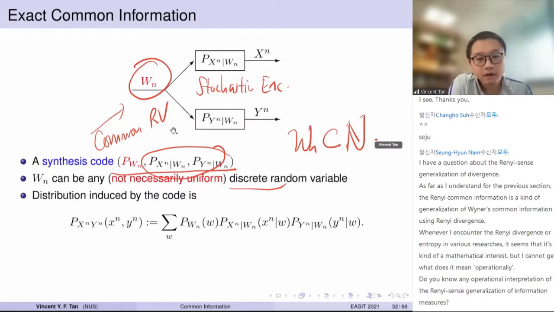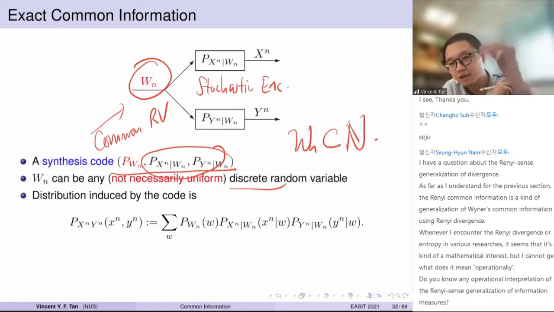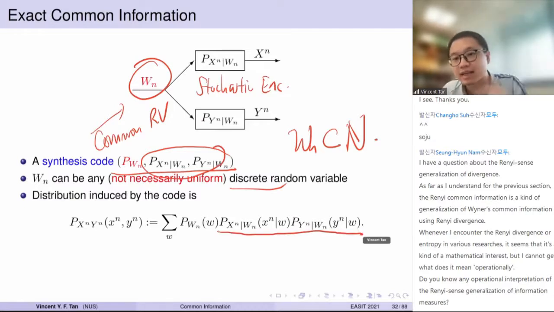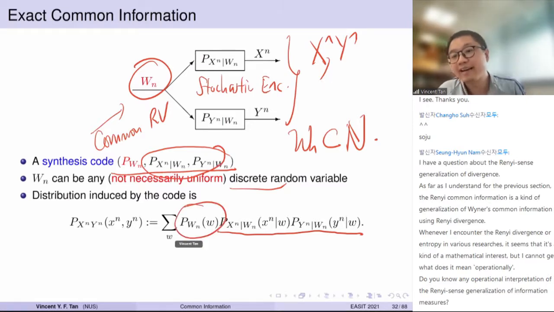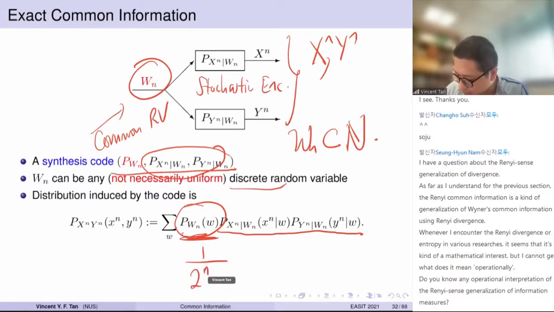So the distribution induced by this code is nothing but the average of the synthesized X and Y, the synthesized X^n and Y^n, averaged over the common random variable W. So that's the averaging distribution. Recall that in the Wyner problem, this distribution is nothing but 1 divided by 2 to the nR.